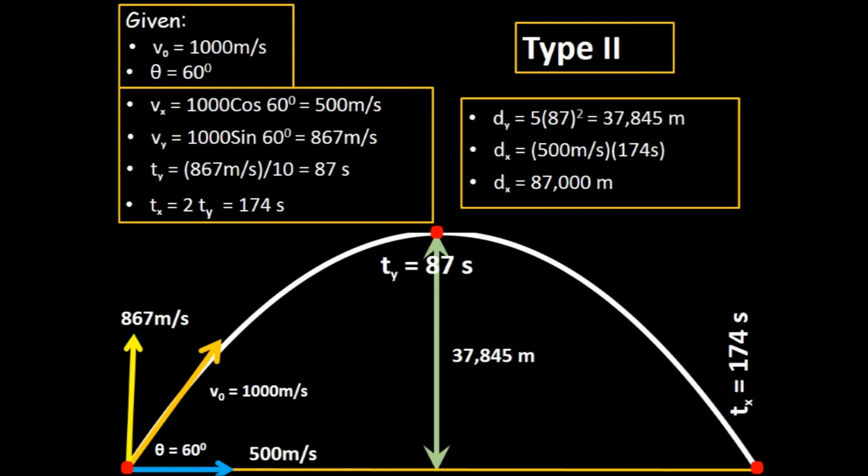Now, I use the equation 5Ty squared, and that's going to be 37,845, and we took Tx, and we found 500 times 174, and that's going to complete the problem. So the problem is really dx and dy. Dx is 87,000 meters, and dy is 37,845 meters. And now we will proceed to type 3 projectile motion.